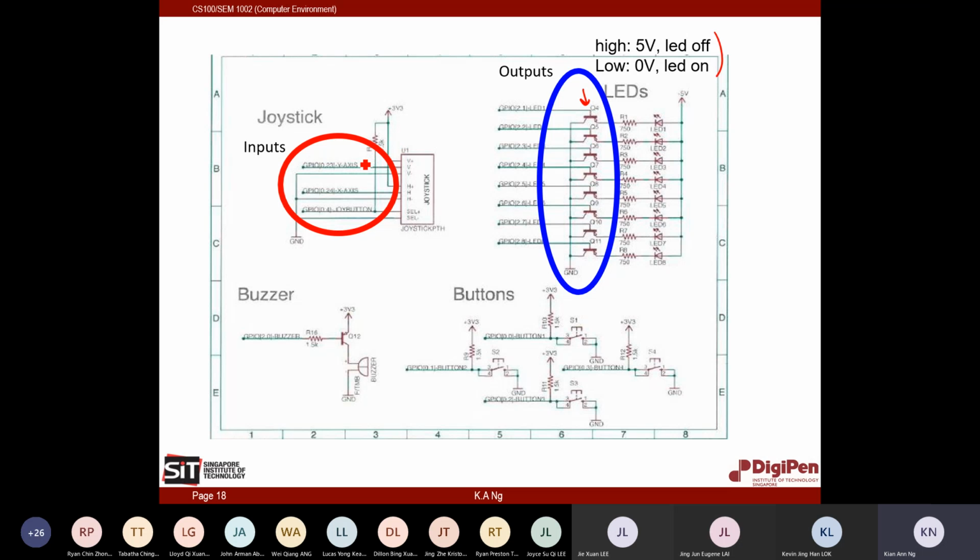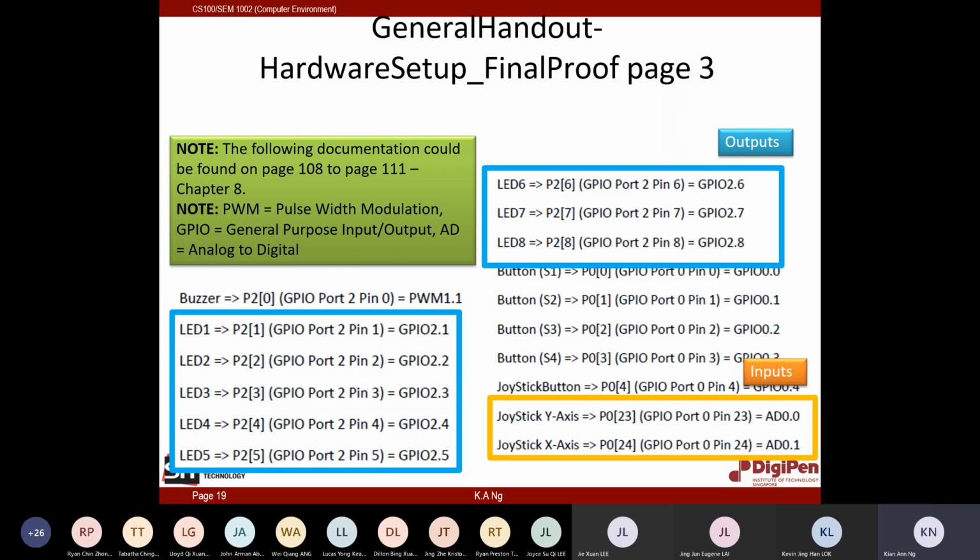And these are the ports that you will need to take care of for your ADC. So more specifically, one of the ADC inputs is port 0 pin 23 for the Y axis. The X axis is port 0 pin 24. Okay, so these are the 2 analog inputs that will go to your ADC. You need to set the registers to actually connect these inputs to the ADC, right?